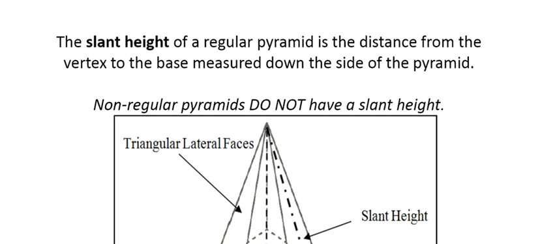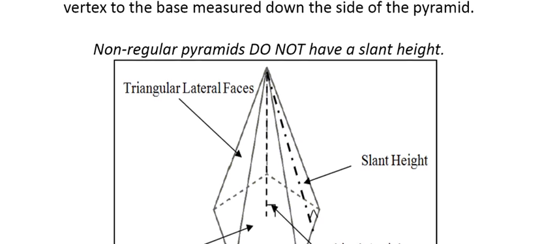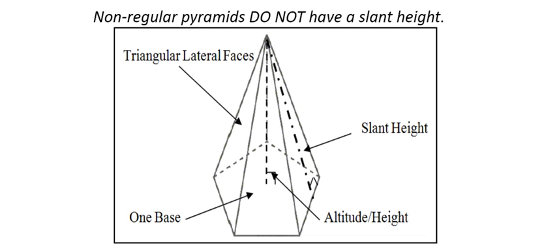The other vocabulary term that you need to familiarize yourself with respect to the pyramid is the slant height. The slant height is the distance from the vertex up at the top down to the base measured down the side of the pyramid. And really, this picture does a very nice job illustrating the difference between altitude or height and slant height. The altitude, or the height of the pyramid, is going to be the distance from the vertex down to the center of that polygon, whereas the slant height is going to be the distance from that vertex right down the side of that pyramid to the center of the line segment which makes up the base of the pyramid.